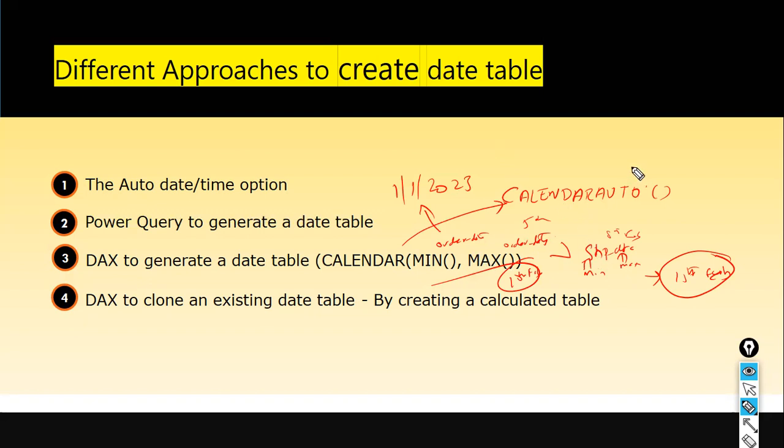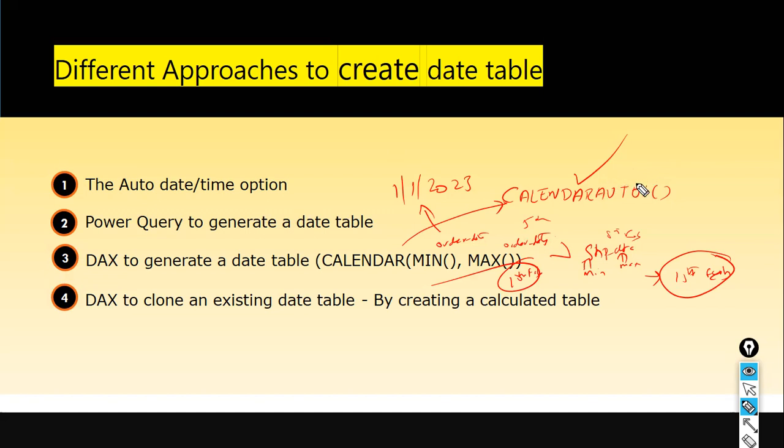Okay, so rather what you do is go by calendar auto. Even in this case, if you have multiple date columns, order date, ship date, due date, which one should I go on? So what happens is in that case, the calendar auto comes in handy.